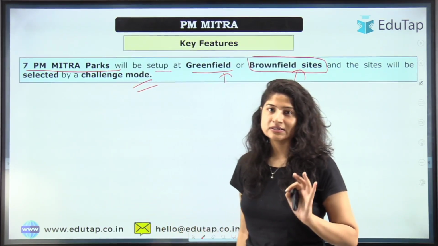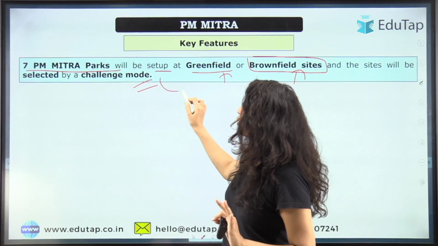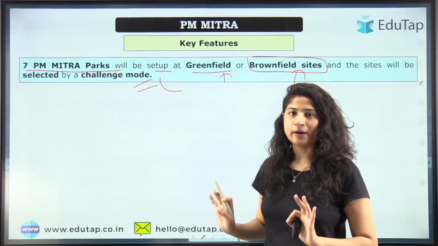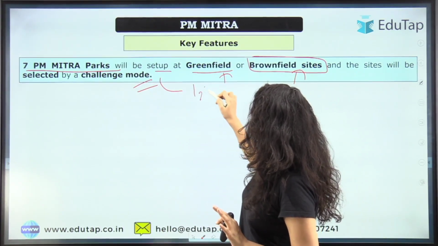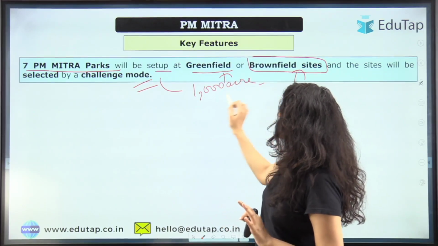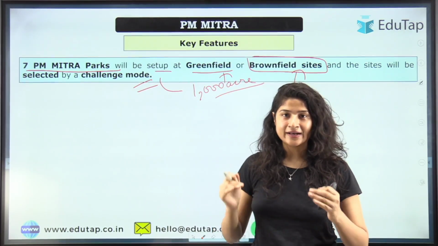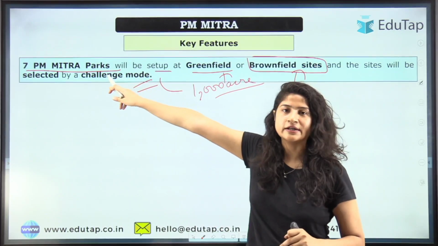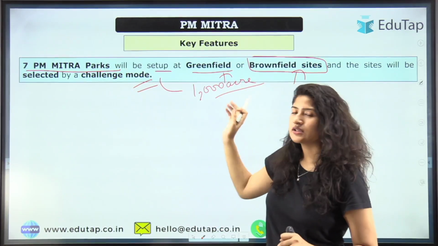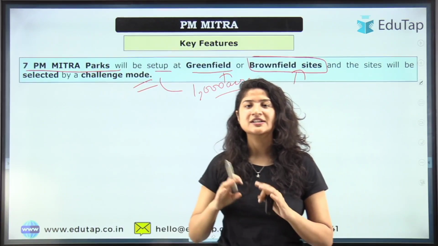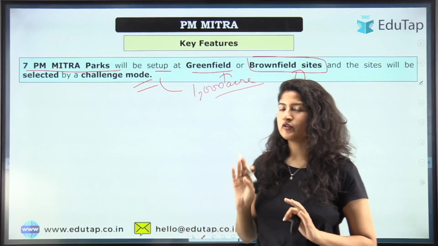So they have asked the state government. First of all, they have said only those governments should apply who have 1,000 acre land free to them, okay, and on an immediate basis if they want to set up parks over there. And this 1,000 acre land should be dispute free. So that is the one condition.